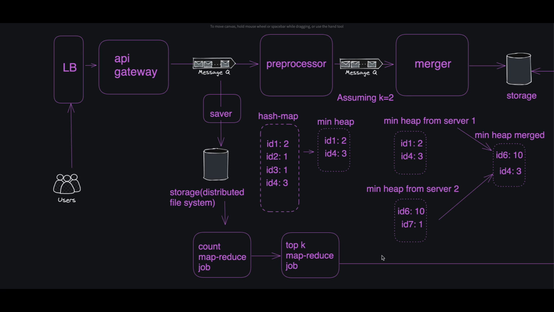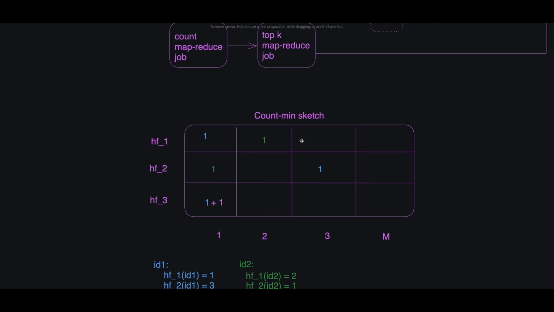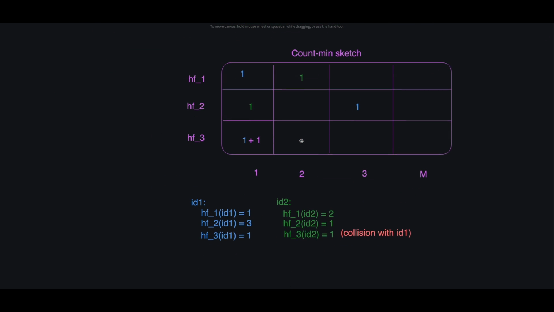Now that we have discussed a precise way of calculating top k for any chosen time interval, we can try to optimize our preprocessor a little bit more. Our hashmap has a problem in the sense that it grows as the number of posts grows. How about we replace it with another data structure? So let's take a look at count min sketch.